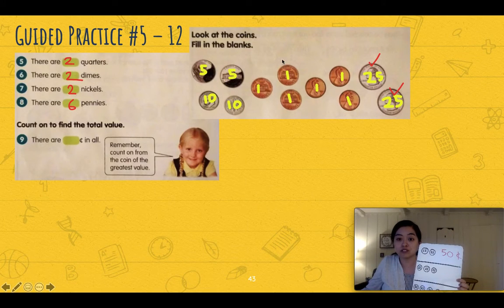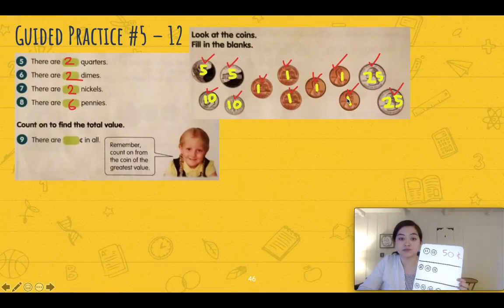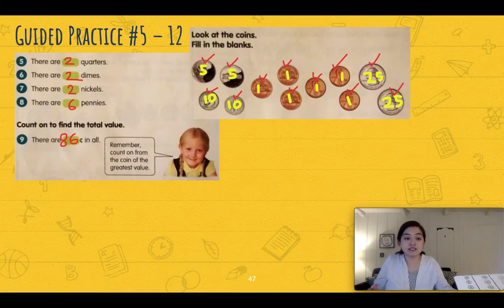Let's go to the next highest, which is the dime. So let's count by tens. 50, 60, 70. Then let's go to the nickels and add it. 75, 80. And now let's add the pennies. 81, 82, 83, 84, 85, 86. There are 86 cents in all.